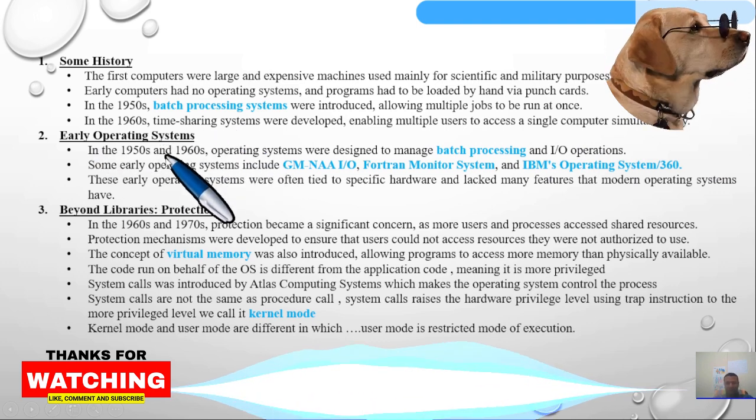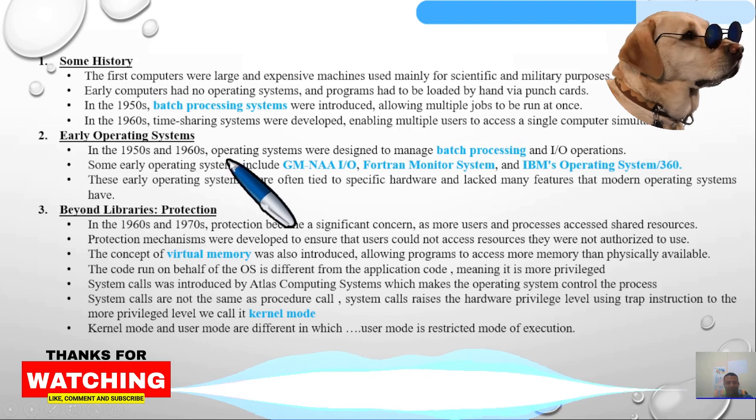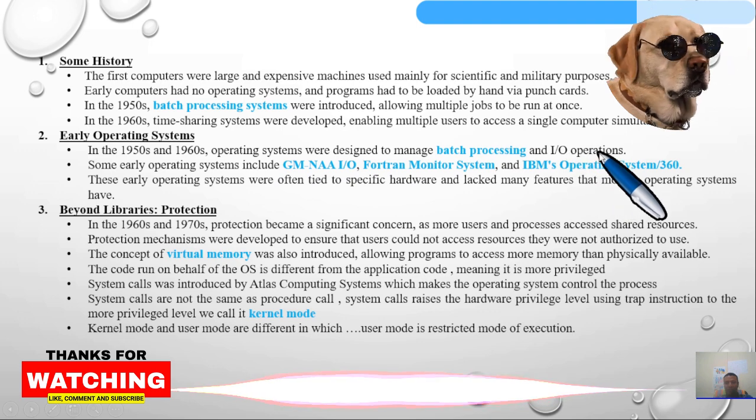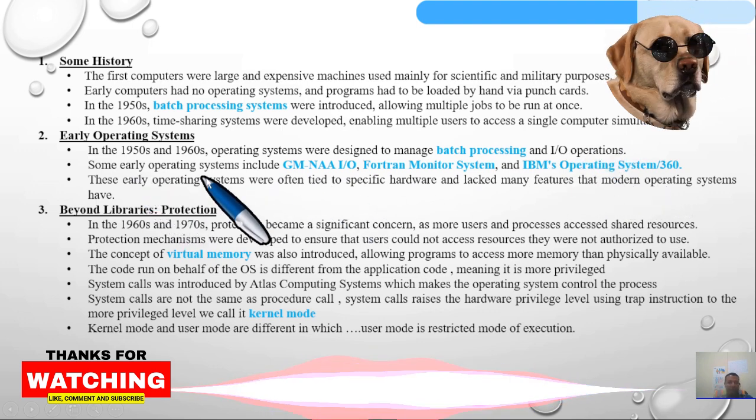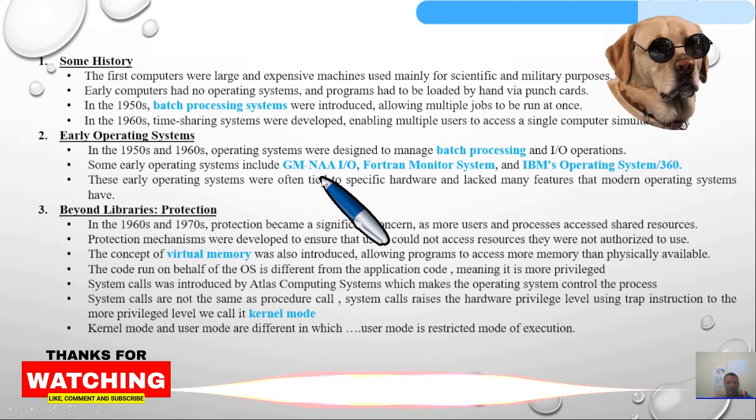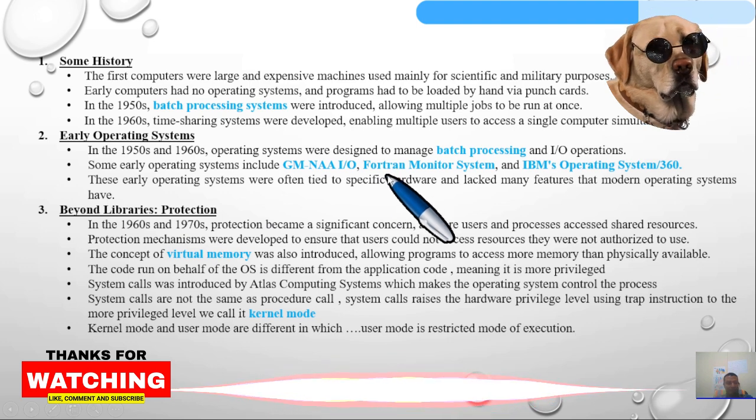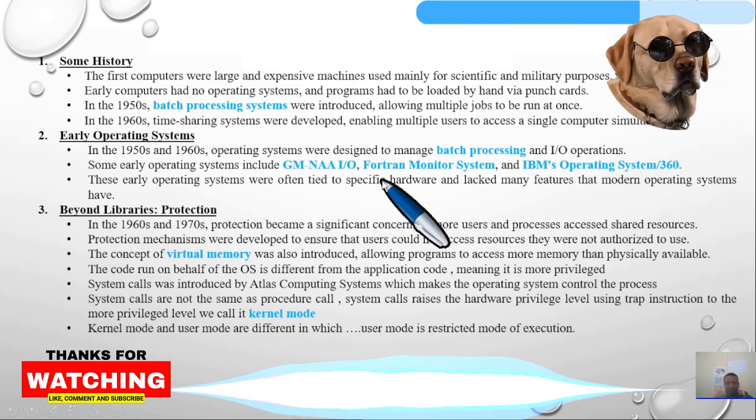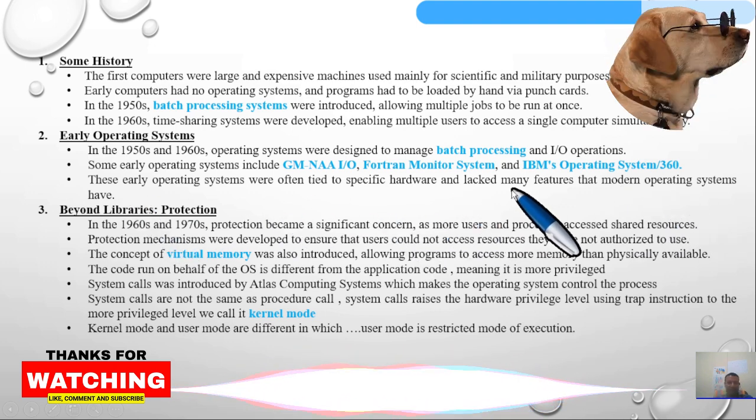Early operating systems. In the 1950s and 1960s, operating systems were designed to manage batch processing and input-output operations. Some early operating systems include GM, NAA, this one, Fortran Monitor System, and IBM's OS/360. Thus, early operating systems were often tied to specific hardware and lacked many features that modern operating systems have. They lacked most of the features.